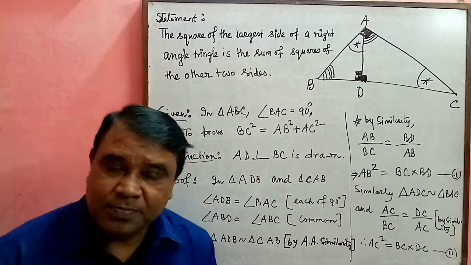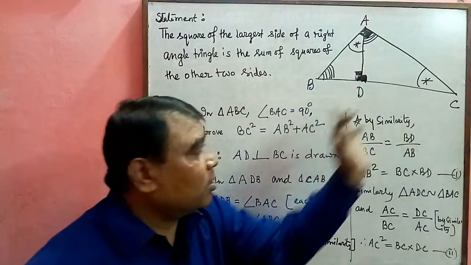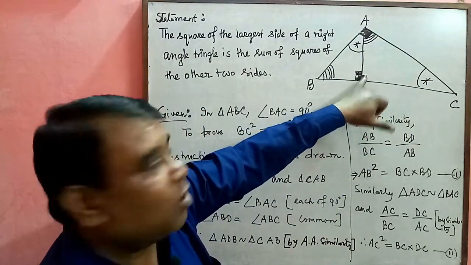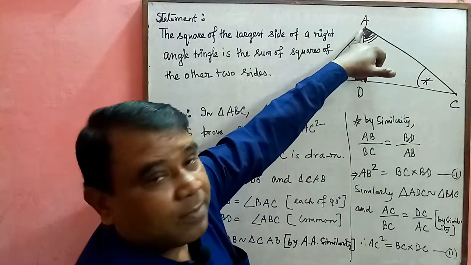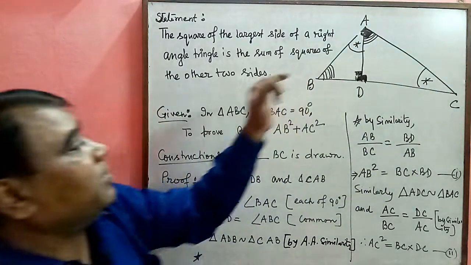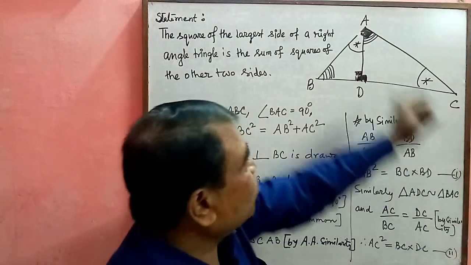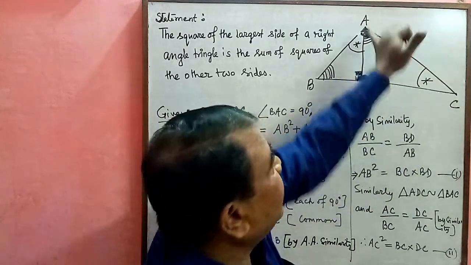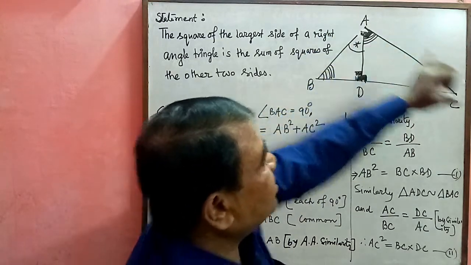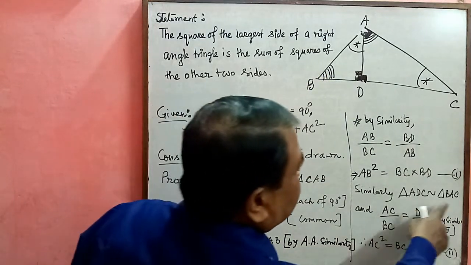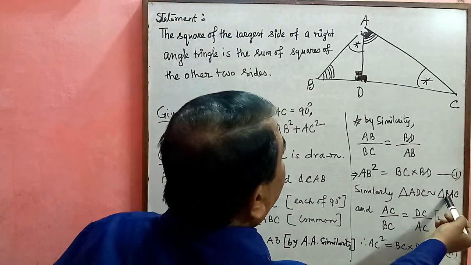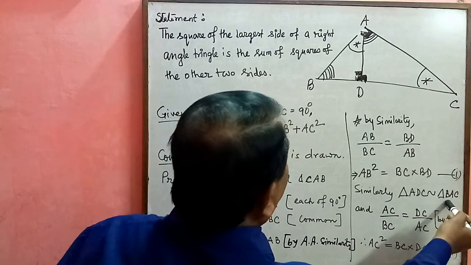What we have considered here is a smaller one and the greater one. Again, we will go with the same concept. This angle is 90 degrees of the smaller one, and this is 90 degrees, and this angle is common to both the triangles ACD and also ACB. So similarly, these two triangles, triangle ADC and triangle BAC, these two triangles are similar. Why? Because angle A matches with angle B.